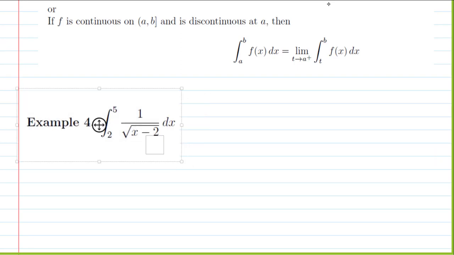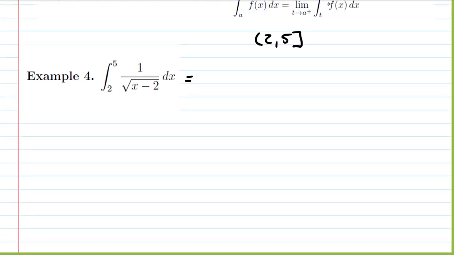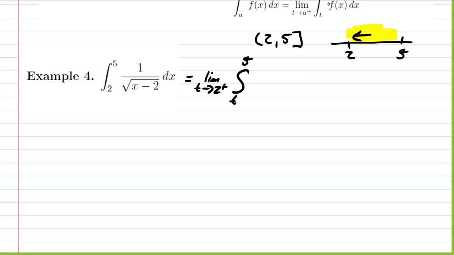All right, so this time we'll notice, where is our function discontinuous? At 2, right? So we want to integrate from 2 to 5, but can I actually put the value of 2 into this function? No, because if I put 2 in, 2 minus 2 is 0. I'm dividing by 0, and that's undefined. So we formally define our integral as the limit as t approaches, and since I'm on the interval from 2 to 5, when I approach 2, I'm going to be approaching 2 from the right side, so I approach 2 from the right of the integral from t to 5 of 1 over the square root of x minus 2 dx.